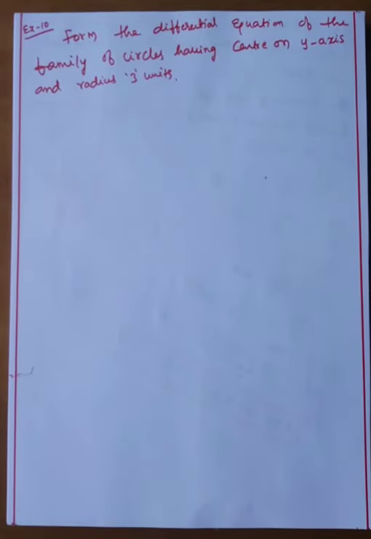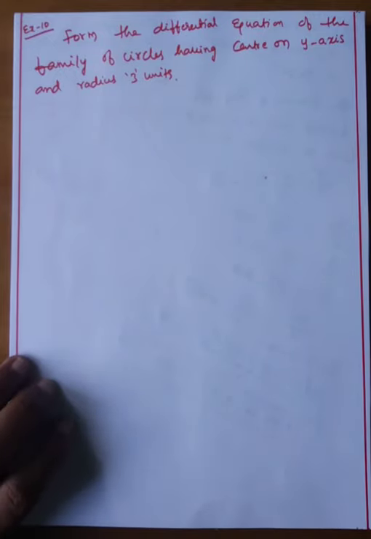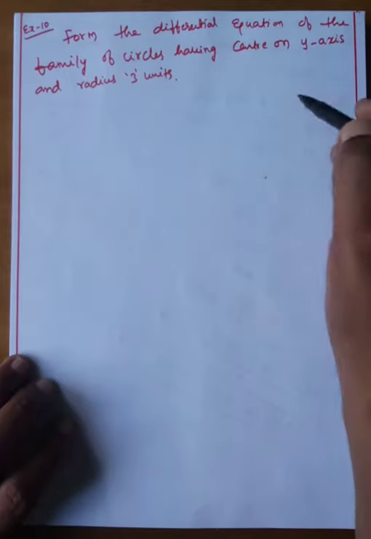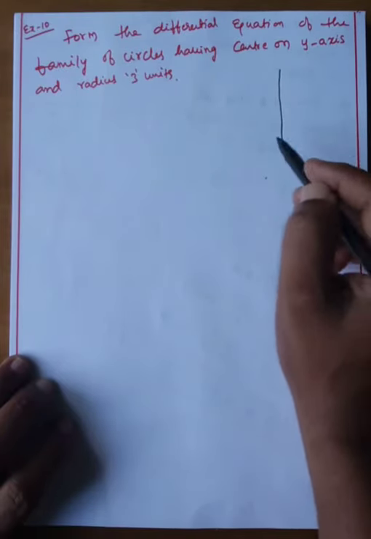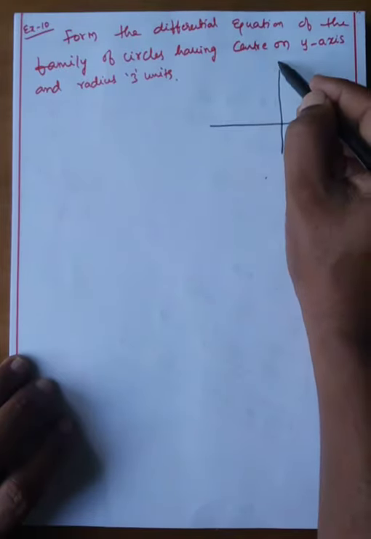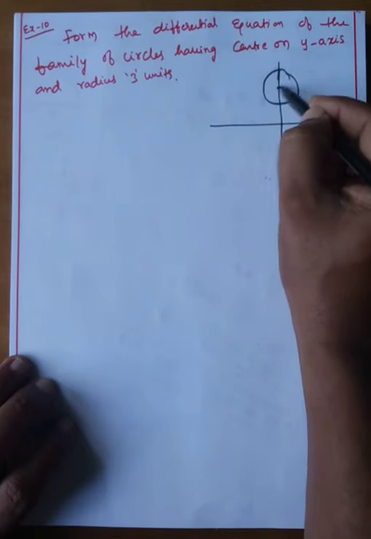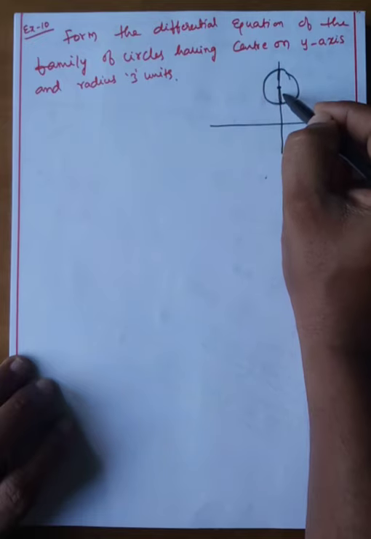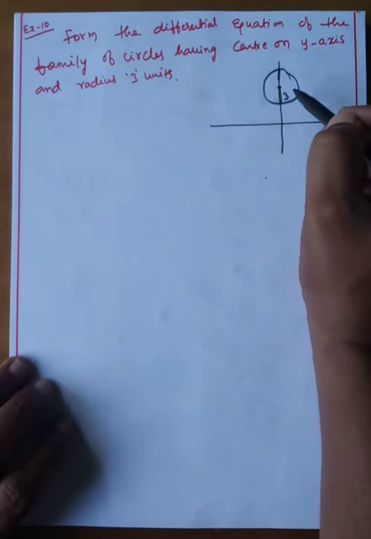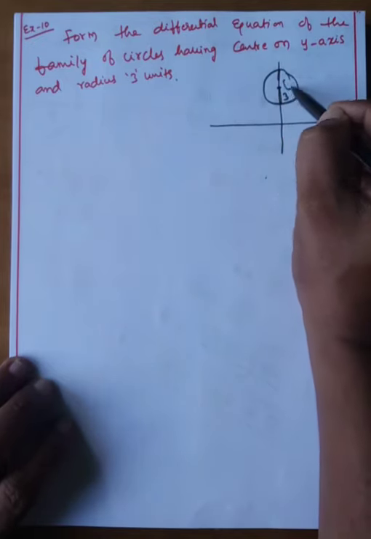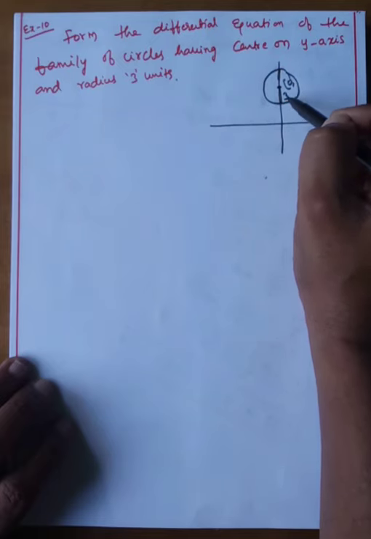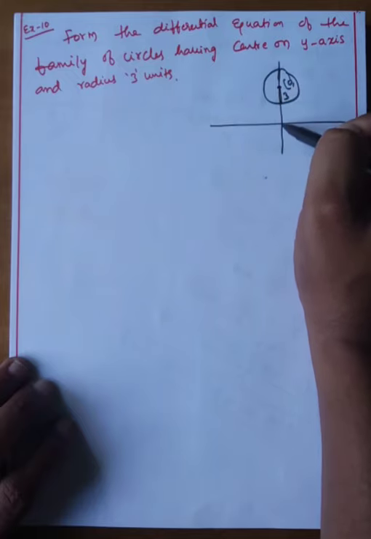Okay, my dear students, we are going to the next question. Form the differential equation of the family of circles having the center on the y-axis and radius 3. Center on the y-axis only, not touching the x-axis. Here center on the y-axis means you will take this as the center. The radius is clearly given as 3. Center on the y-axis means the x coordinate must be 0, so the center is 0 comma something. You don't know that value. Okay, suppose here touching means 3.